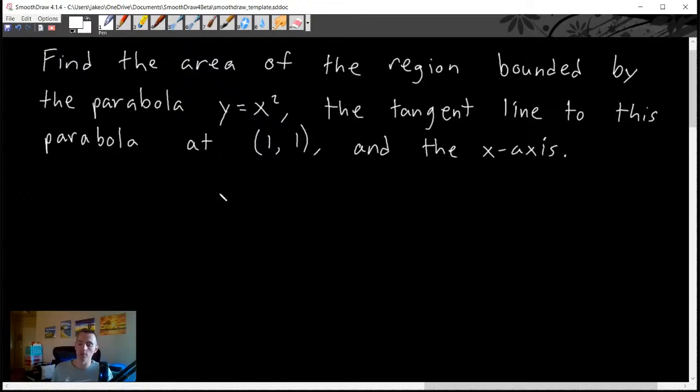So this is pretty interesting because it's going to combine some topics from differential calculus and integral calculus and put them into one problem. So basically, we're going to be finding a tangent line equation and then the area based on that within the same problem. So first thing we need to do is figure out the tangent line equation.